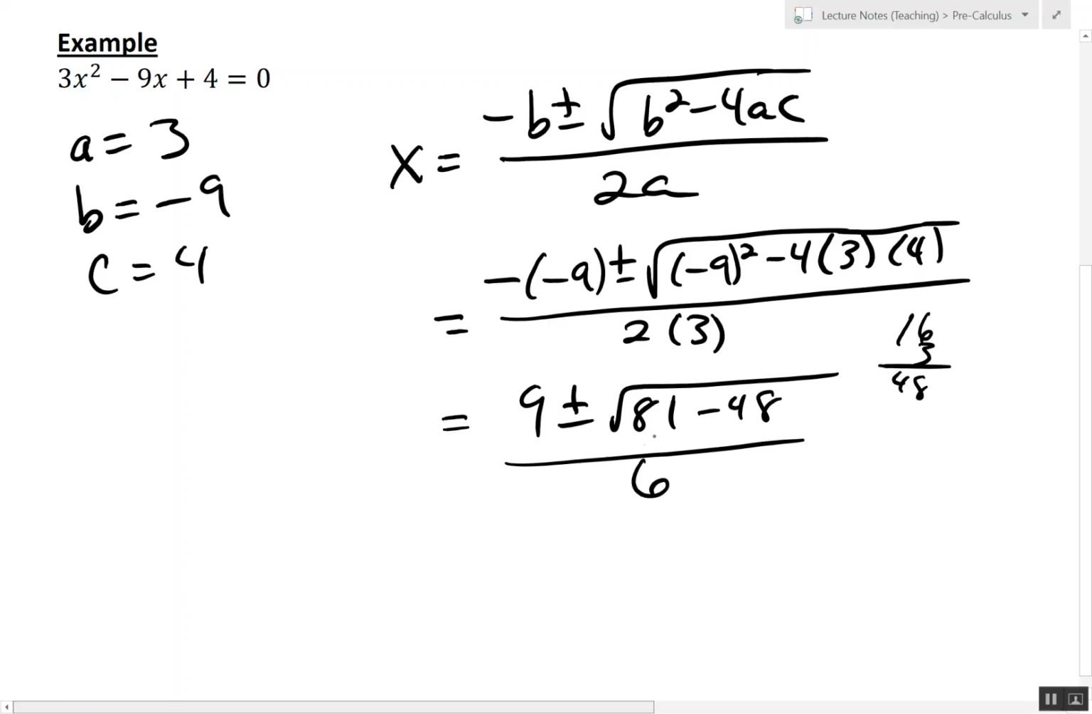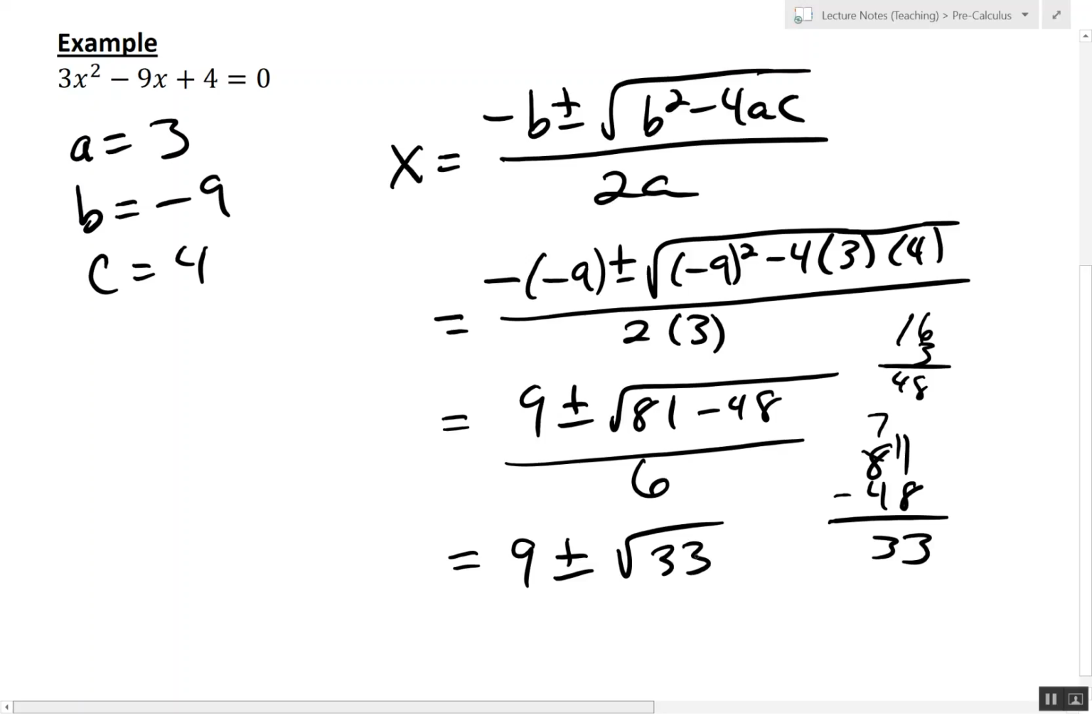And then the first thing we want to do is simplify the radical as much as we can. So 9 plus or minus the square root of 81 minus 48. That will be 33, which cannot be simplified anymore, all over 6.